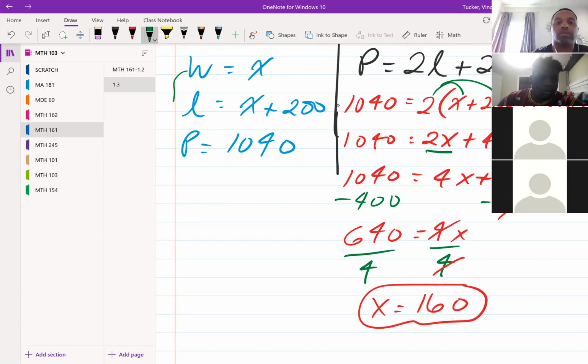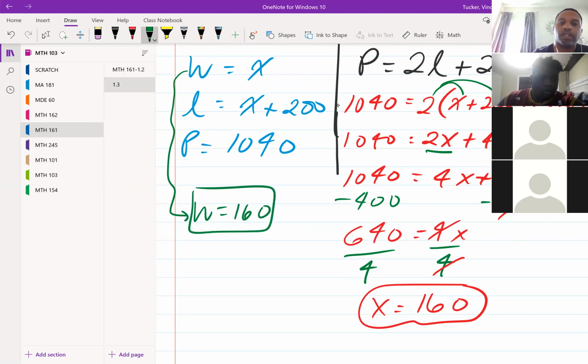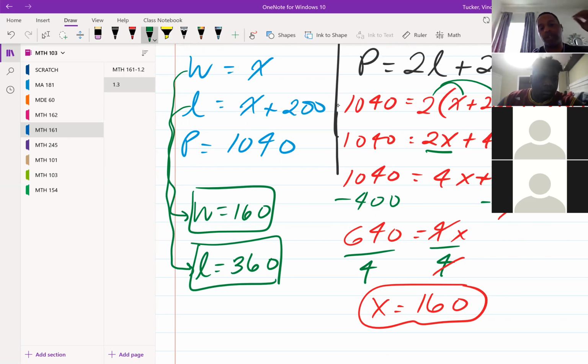All right, so finishing off the problem, X is W, so that's 160. And then 160 plus 200, 360 for your length.